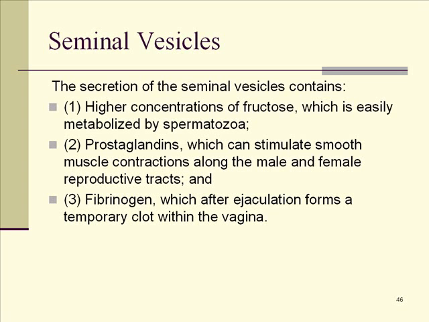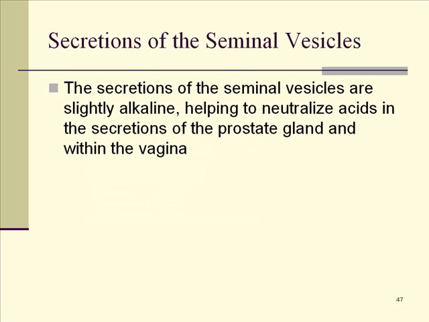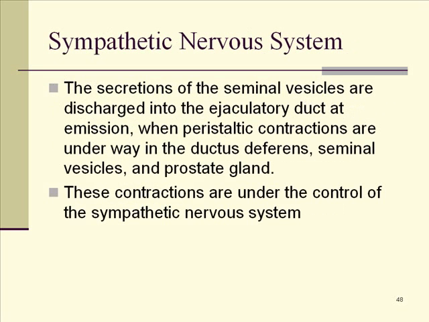And we'll talk about a semen analysis, but fibrinogen is important because the ejaculant forms a temporary clot inside the vagina. Then the pH of the vagina and some other biochemical reactions will take place, and this clot of ejaculant will eventually dissolve, and the sperm will be released to be able to swim free. Secretions in the seminal vesicles are slightly alkaline, helping to neutralize the acids, secretions of the prostate gland and within the vagina. So it's important that an alkaline medium be established.